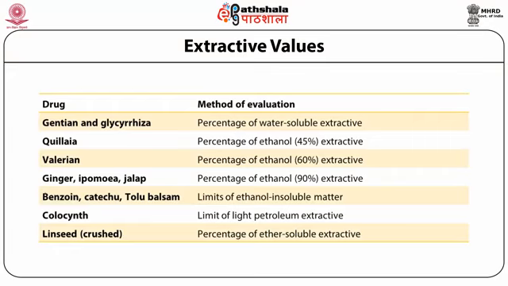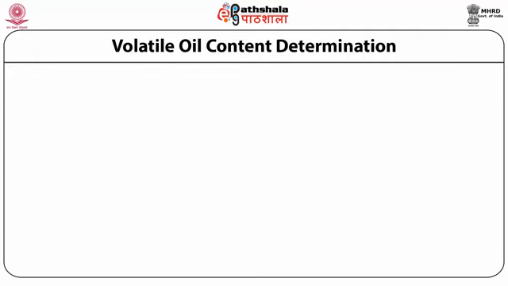In the table we can see that in gentian and glycyrrhiza, percentage of water soluble extract is used for quality evaluation, while for Coelia, valerian and ginger, percentage extractive in different strengths of alcohol, ethanol, is prescribed. In other cases, there are limits for ethanol insoluble and limits for petroleum soluble extracts. The third parameter for physical evaluation is volatile oil content determination.